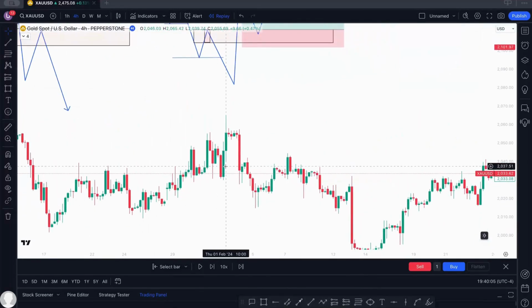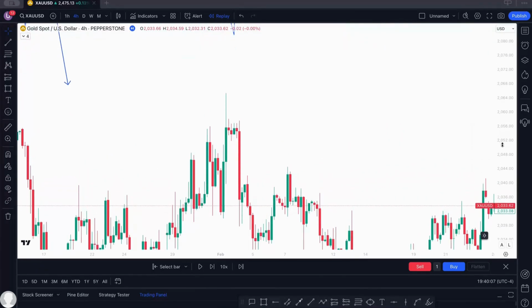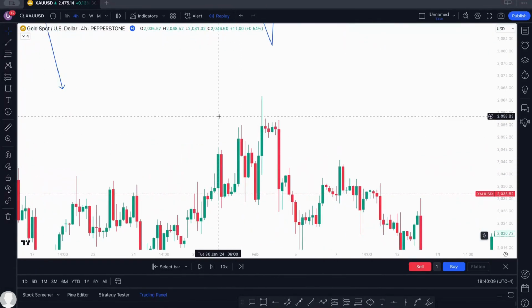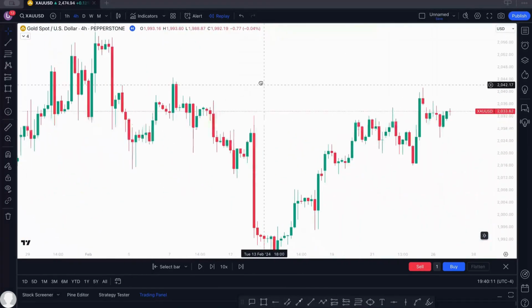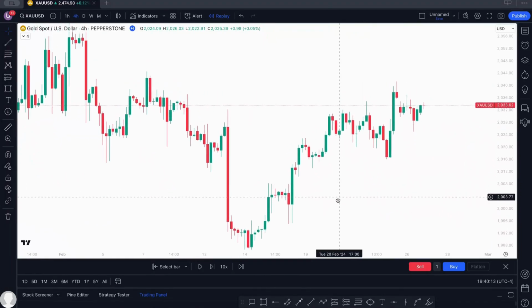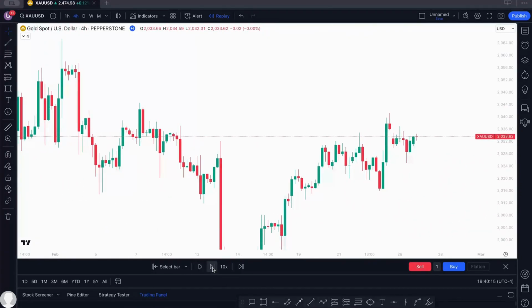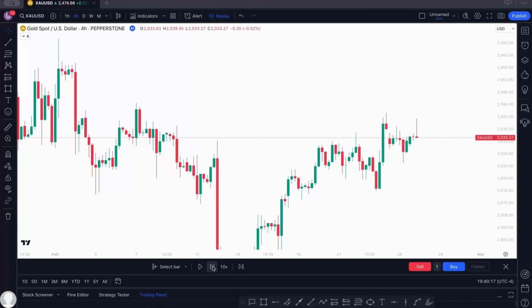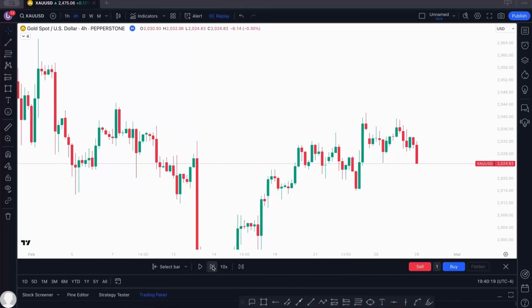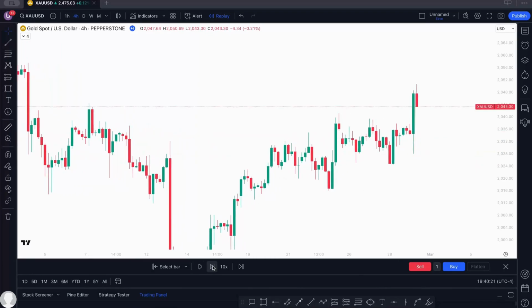Now, if you look at this chart very well, right? What do we have here? Okay, I don't like that breaker block. Let me find something very good for you. Find something nice for you.